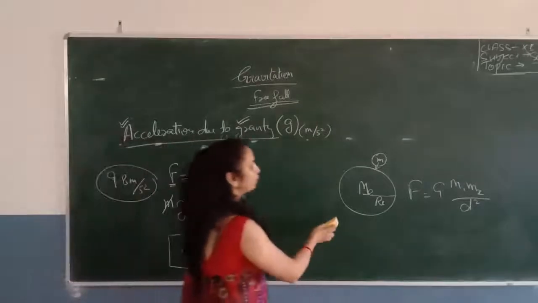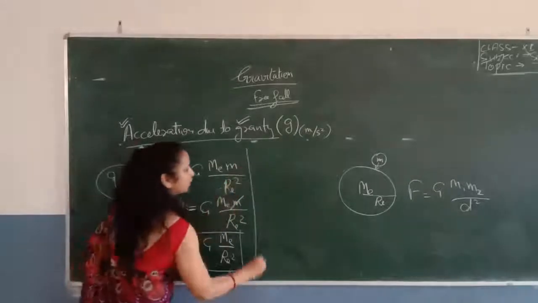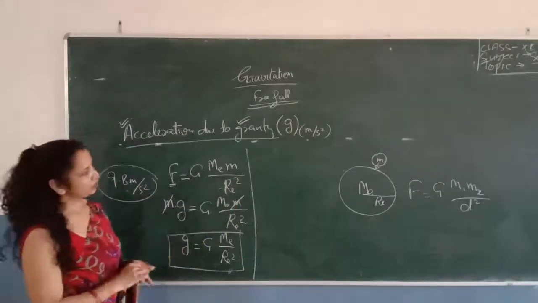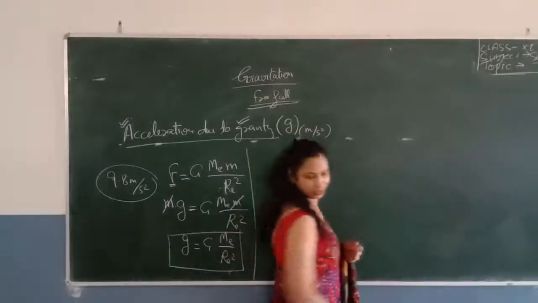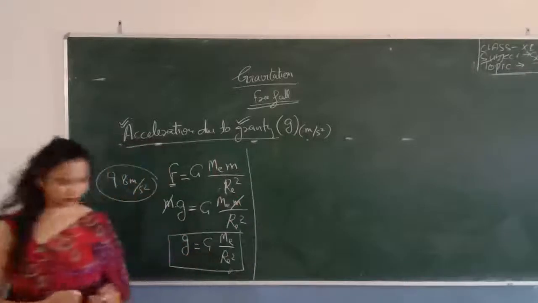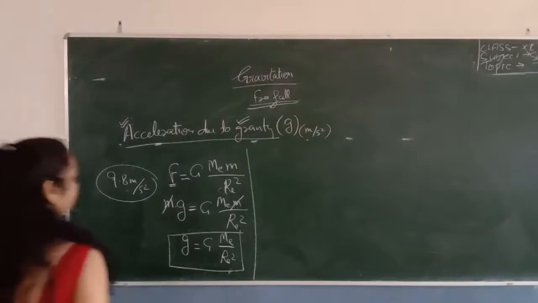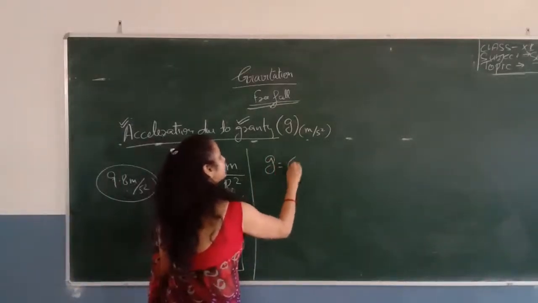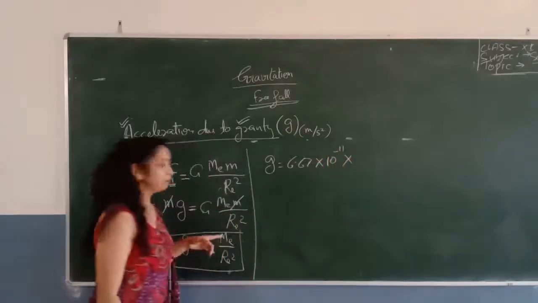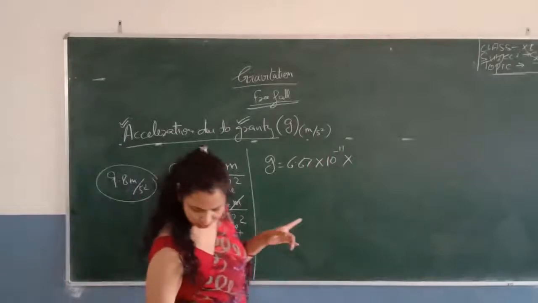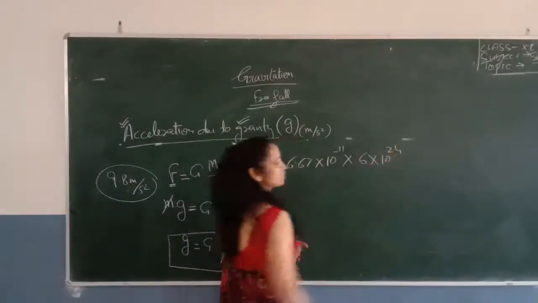So we can also calculate this value by putting in the values of the mass of the earth and the radius of the earth. We know the value of G, the universal gravitational constant, is 6.67 into 10 to the minus 11. So we are going to put this value here. g is equal to 6.67 into 10 to the minus 11 into the mass of the earth, which is 6 into 10 to the power 24. This is the mass of the earth.